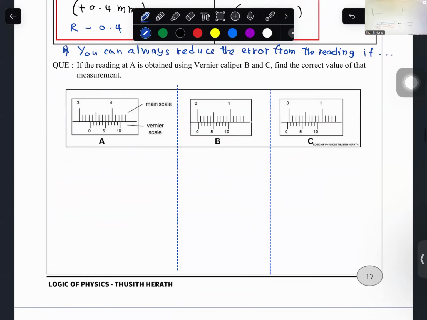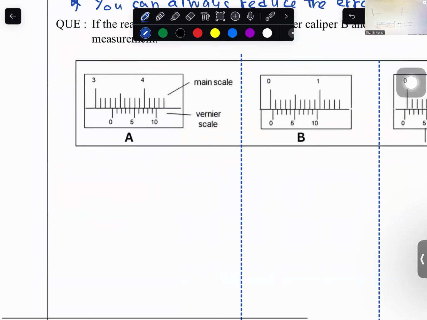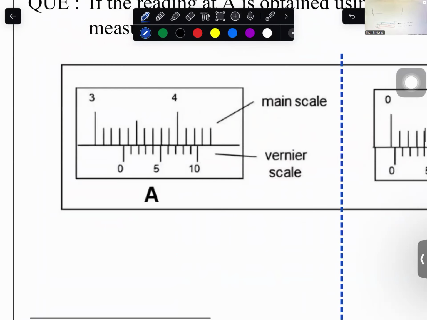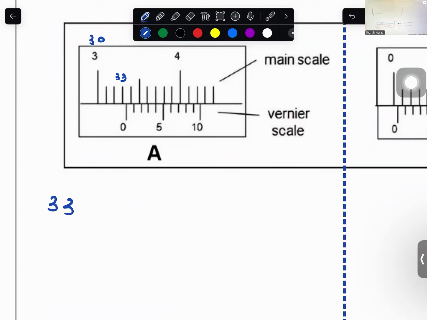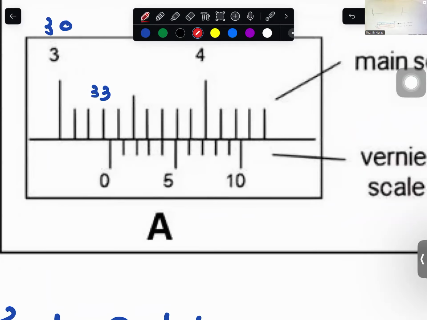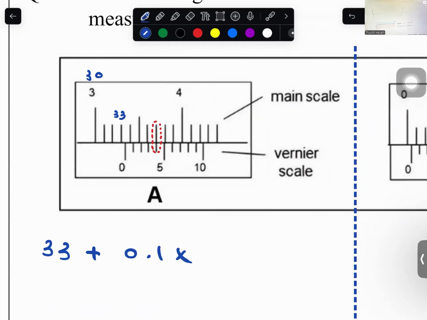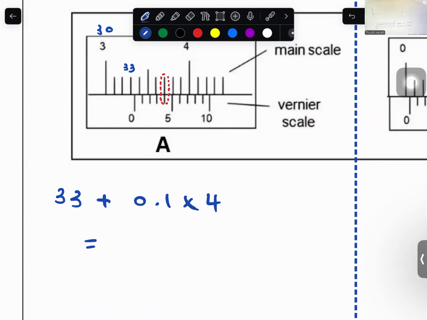Okay. First we read the measurement here. Here you can see 3 means 30, 31, 32, 33. This is 33, right? So the reading is 33 plus 0.1 into which line is coinciding? 0, 1, 2, 3, 4. Fourth line is coinciding. So 0.1 into 4 means 33.4 millimeters.